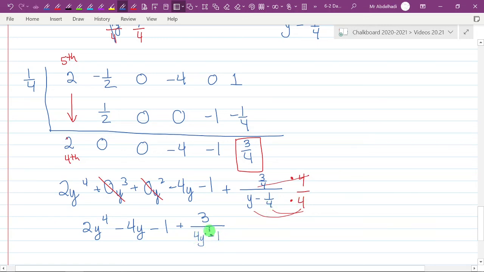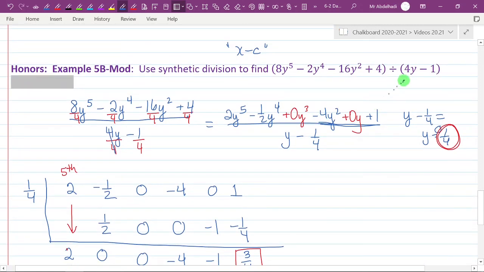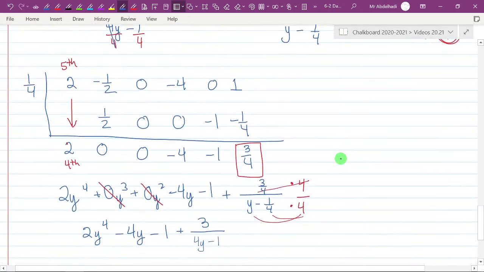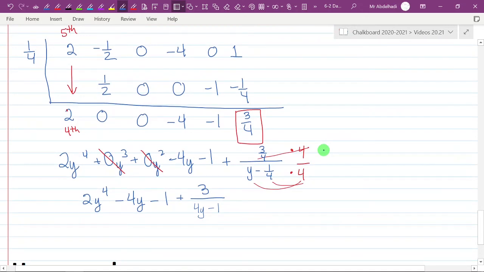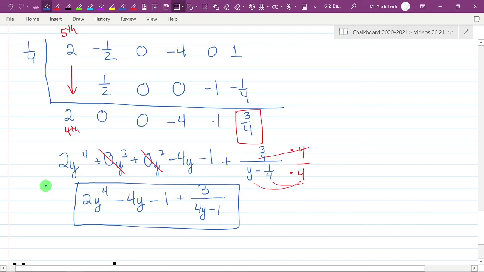Now, if you remember, we started with 4y minus 1 because we took the 4y minus 1, we divided by 4, and now we're multiplying by 4. So we're undoing what we did before, and we're getting back the original divisor. Let me just write that again, 4y minus 1. And that's it, we're done. Here you go. Your simplified full credit answer is right there.